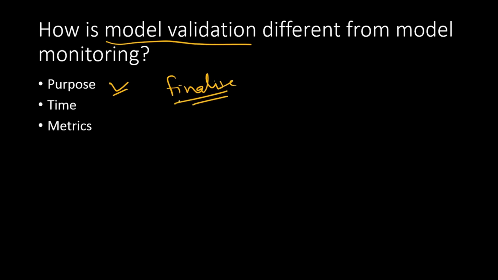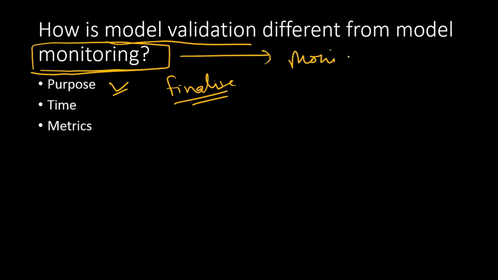So this is during the time of developing a model, where you are developing multiple models, and out of these multiple models, you are trying to finalize which one is the best model. So for that, you do model validation, whereas model monitoring is done only after the model has already been implemented. The model is already in production, and you are trying to monitor it on a regular basis to ensure that the model is performing well.